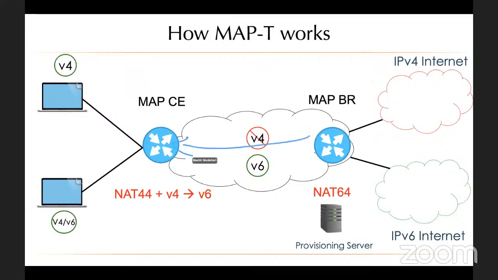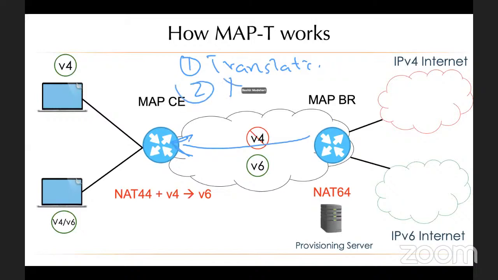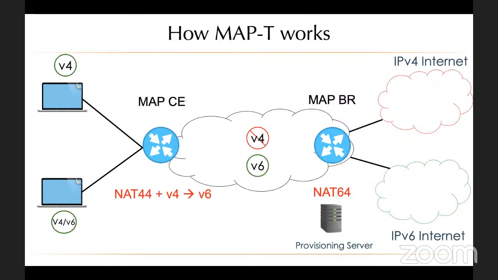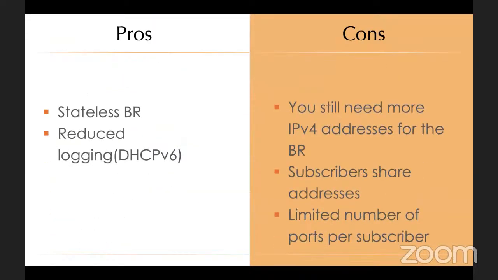The CE receives the packet, and it translates from v6 to v4, first of all. So first step is to translate. And then after translating, we do NAT. And then after NAT is done, the packet is forwarded to the host at the end. So similar to MapE, but with translation. Instead of encapsulation, we do translation.